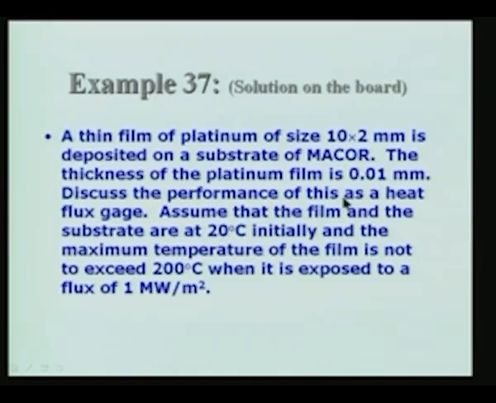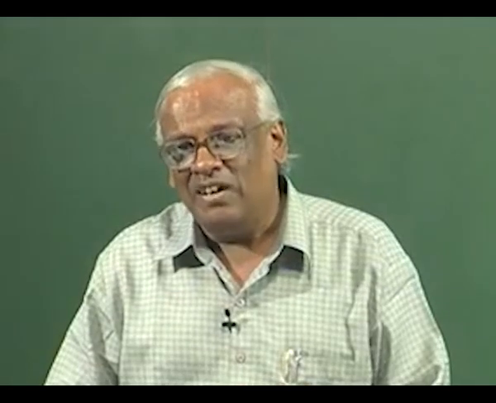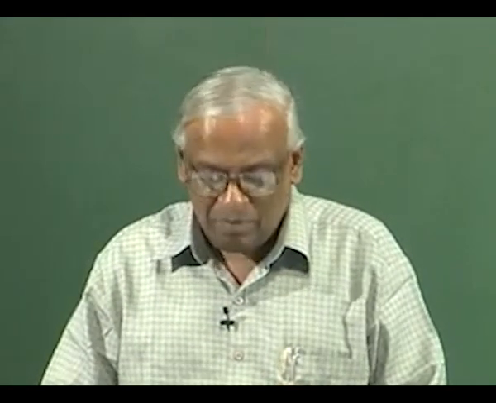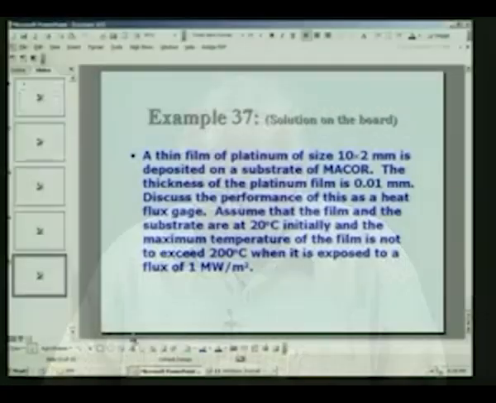Discuss the performance of this as a heat flux gauge. Assume that the film and the substrate are at 20 degrees Celsius initially, and the maximum temperature of the film is not to exceed 200 degrees Celsius when it is exposed to a flux of 1 megawatt per square meter. So, I am now slowly increasing the heat flux. I started with 10,000, it went to 10 to the power of 5 in the previous example, and in this last example we have a megawatt per square meter. Let us look at the example on the board.